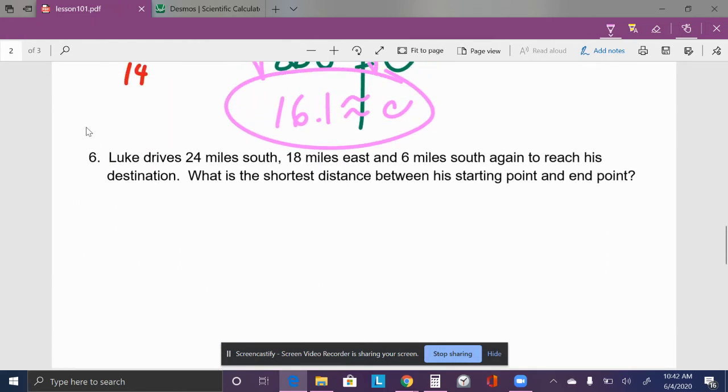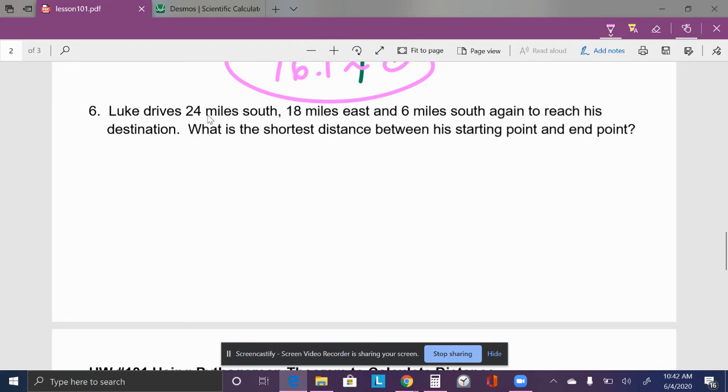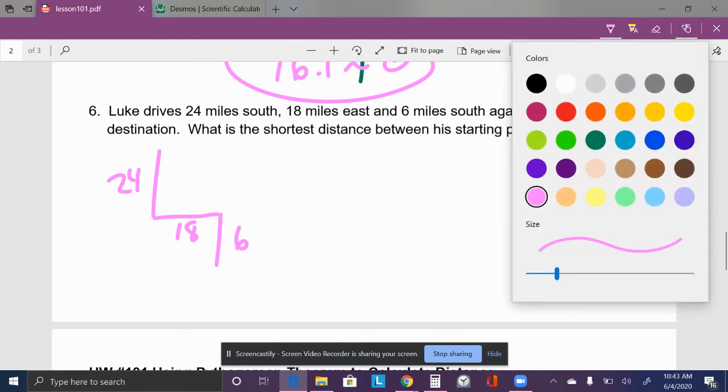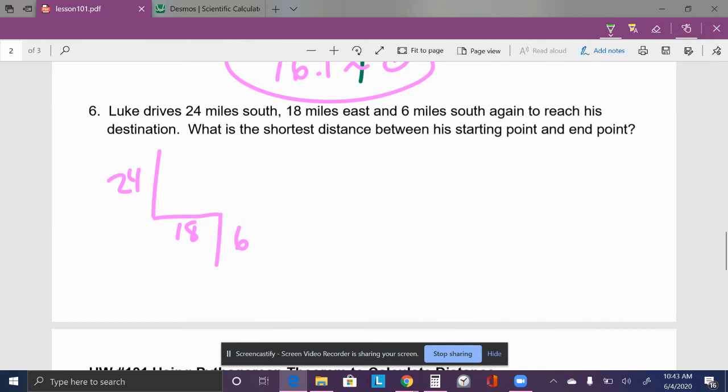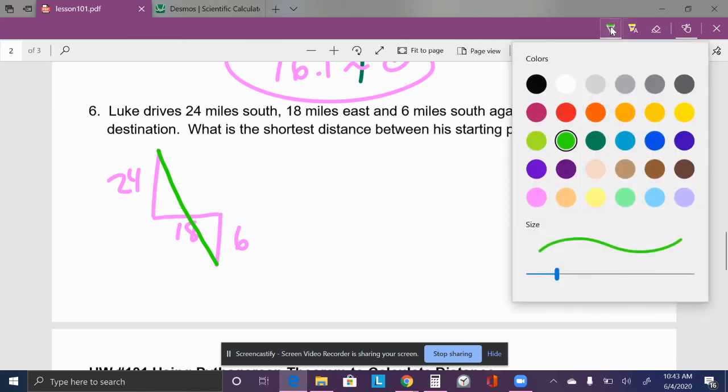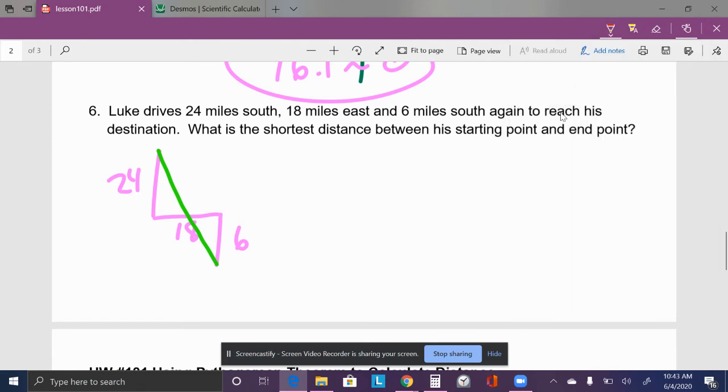Luke drives 24 miles south, 18 miles east, 6 miles down south again. Whoa, all right. Now I want to find this distance between those 2 points. But what's nice about this, even though there's 2 triangles right here, you could make this into one big rectangle to help you see what the legs are, what the hypotenuse is. So we have this rectangle right here.